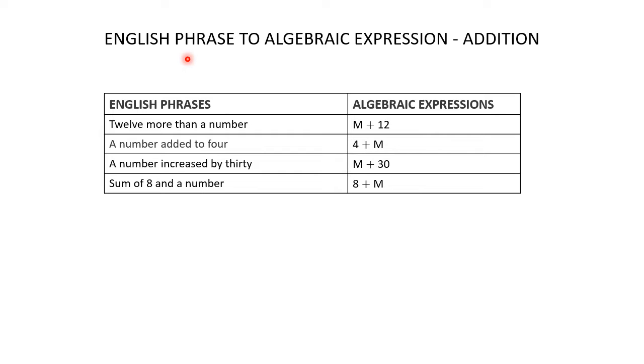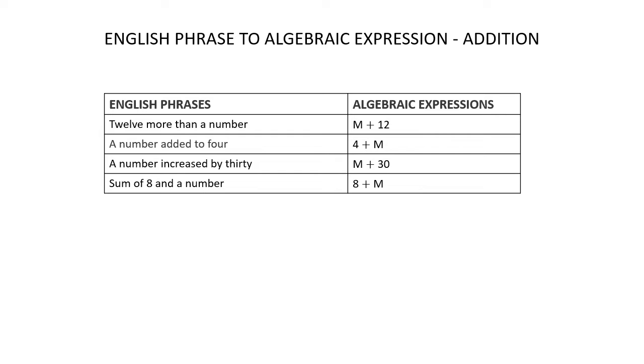Let's learn how to translate a few English phrases to algebraic expression. These English phrases indicate that you have to do addition in the problem. Let's look at this English phrase. 12 more than a number. Let the number be m. Then 12 more than a number means m plus 12. 12 more than m. So m plus 12.